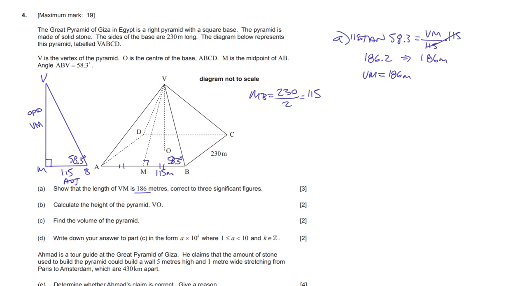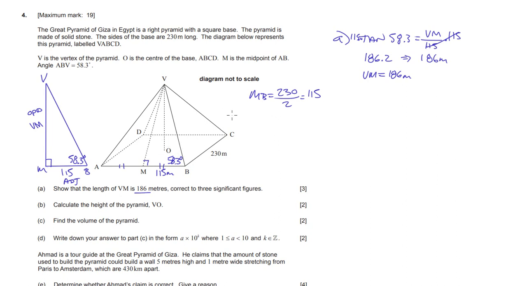So now we've got VO, and look, we know that OM is half of 230. And we just figured out that VM, MB, MV, not MB. MV we just figured out as, oh no, that was right over here, sorry. There we go, MV is 186, MB is 115, we're good. Don't mind me. Okay, so we can figure out what that height is there.